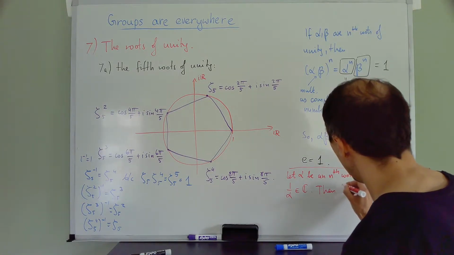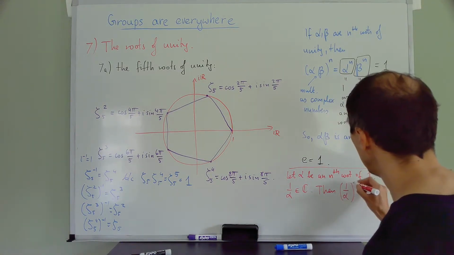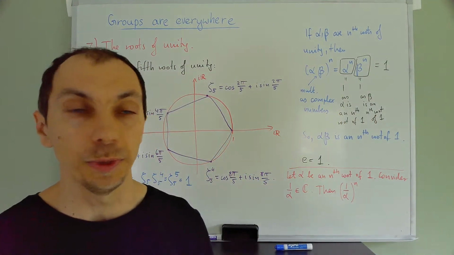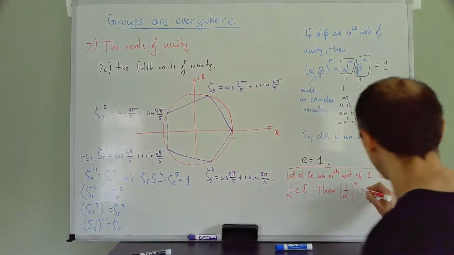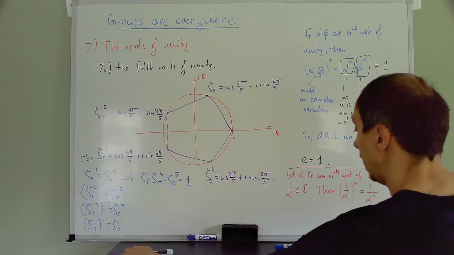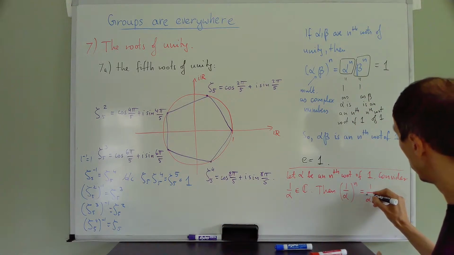Then, is it an nth root of unity? How do I check that? I always check such things by raising this element to the nth power and hoping to get 1. Oh, but this is just basic algebra, right? It's that. And alpha is an nth root of unity, so this is 1.